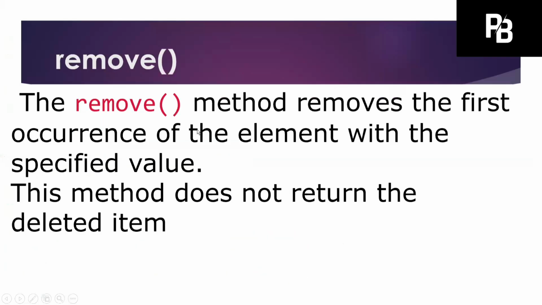Okay, next we are having the remove function, students. So what is the meaning of the remove function? The remove method removes the first occurrence of the element with the specified value. This method does not return the deleted item. Now, in the pop function, what happened? That removes the specified index value. Whatever position, whatever index you are giving, that is deleted. No problem in that case.